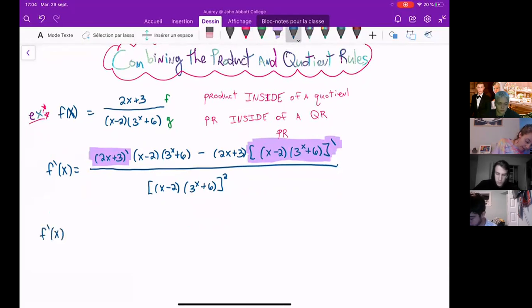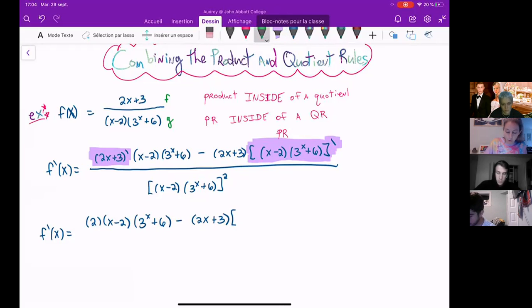f prime of x is equal to, we said the derivative of this was 2. So 2 times x minus 2 times 3 to the x plus 6 minus 2x plus 3 times, and I'm going to do this in 2 steps. Now I'm applying my product rule. That's my f, that's my g. So I'm doing the derivative of the first times the second plus the first times the derivative of the second.